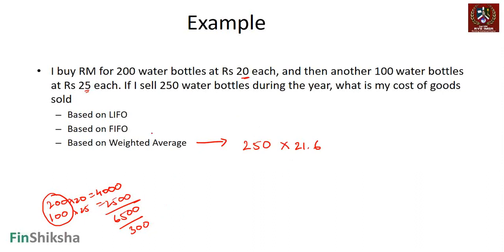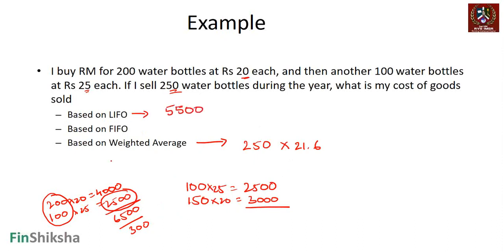So 250 bottles into 21.6 rupees is what is going to be the value based on weighted average. Based on LIFO, last in first out, I'm going to first use this 2,500 and then use another 150 into 20, right? So I'm going to use the last in bottles first, which is this 2,500, and then I'm selling 150 more because of the 250 number here. These are at a price of 3,000 each. So my cost on the basis of LIFO will be 5,500.